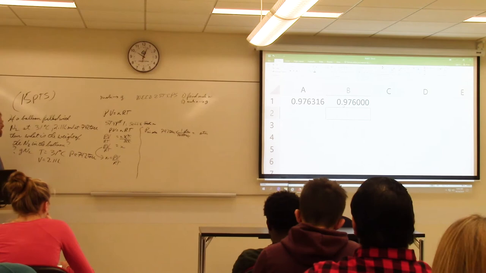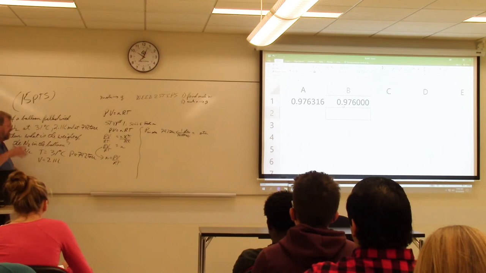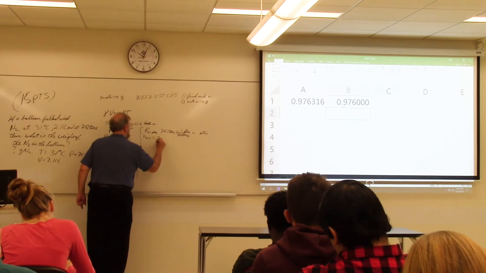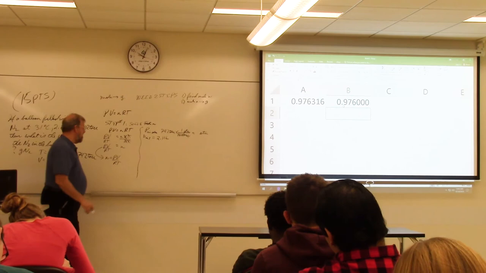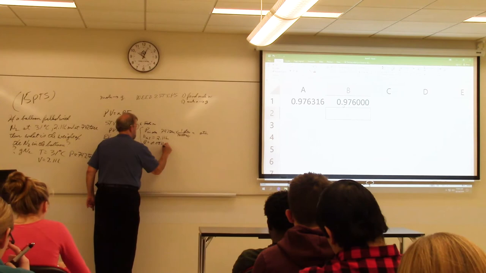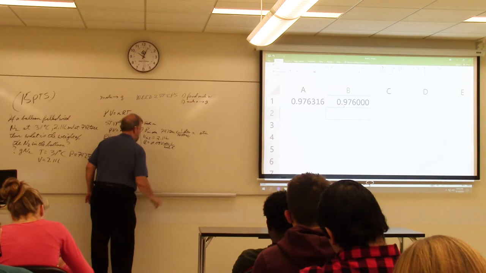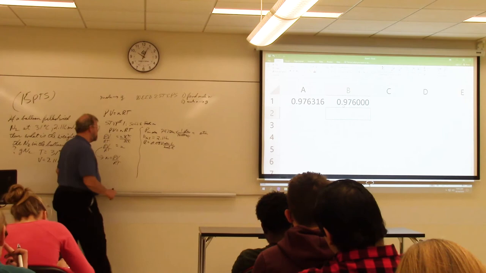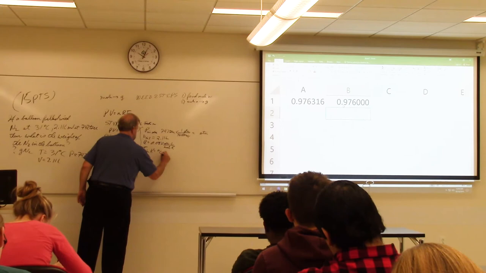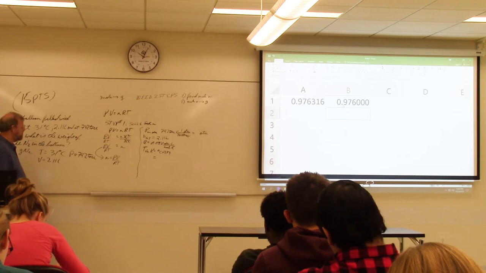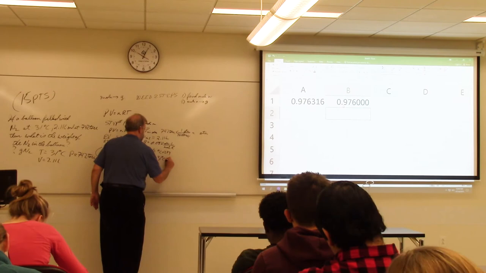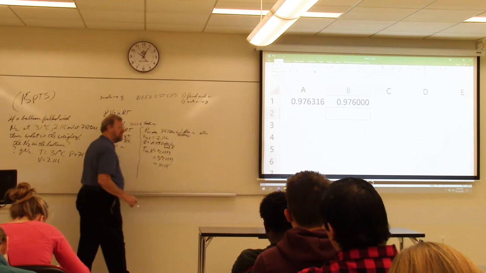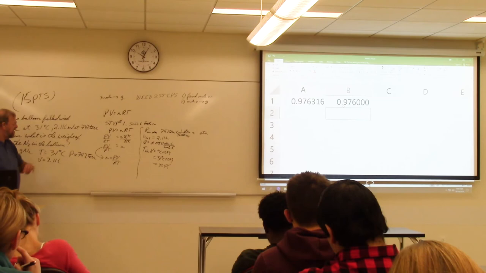Next, I need V, but V is already in liters, so I can just put this down. And next, R is the universal gas law constant, which will be given. And finally, I'm left with temperature. Temperature in Kelvin equals degrees C plus 273. And my temperature is 31 degrees C. Make sure I did my math correctly. This is what I did in my head. And now I'm ready to go.